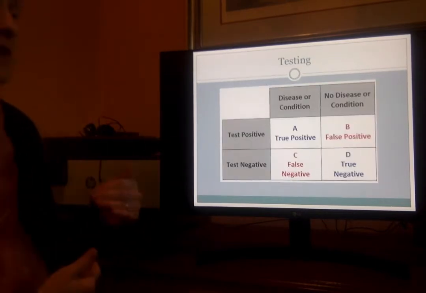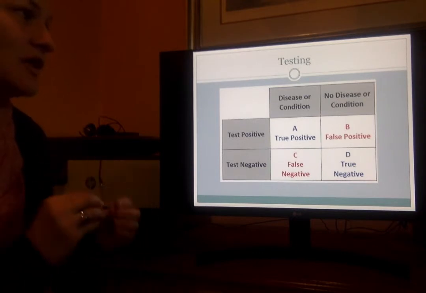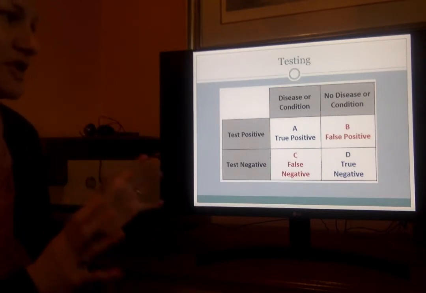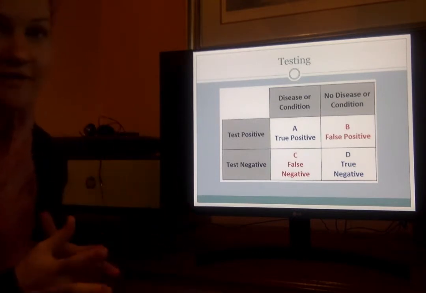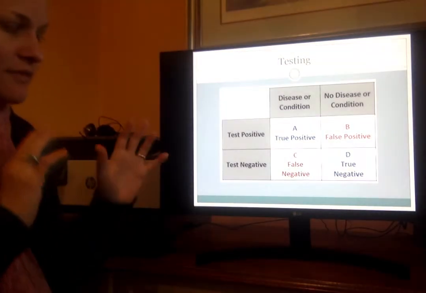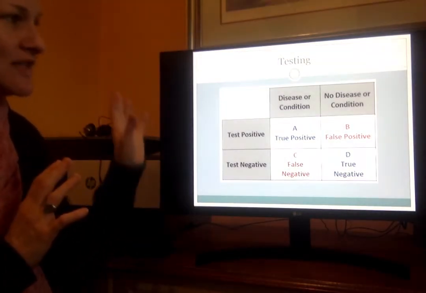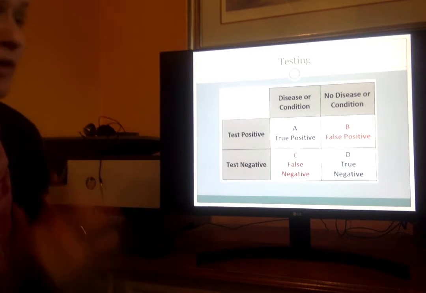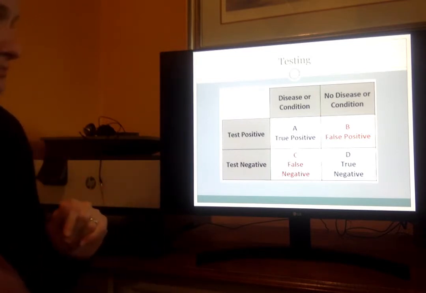Okay, so we're going to switch a little bit and talk about testing. Now, testing was covered a little bit in the prenatal section. I want to just go over some of this. Some of you are very familiar with the medical industry, but I want to go over this a little bit for those of you who are not. We're not going to get in depth, but I'm just going to cover a little bit.